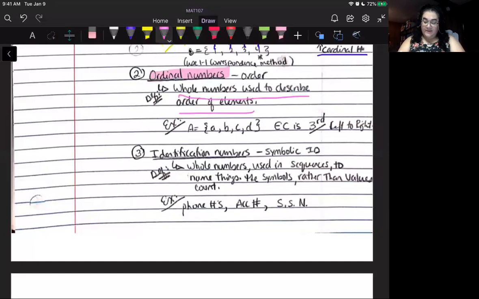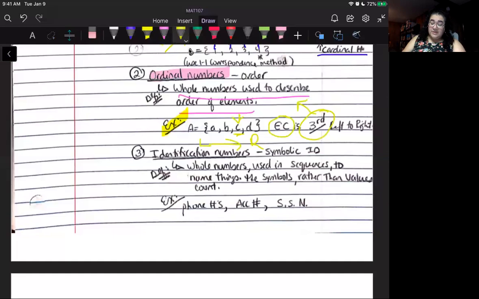So here in our example, we have set A. Set A, once again, contains the elements A, B, C, and D. But this time we want to specifically talk about element C. And element C, as we look at this set from left to right, is the 3rd element in the list. So when we use 3rd, that is an ordinal number. It is telling us the order in which the elements of our set have occurred.